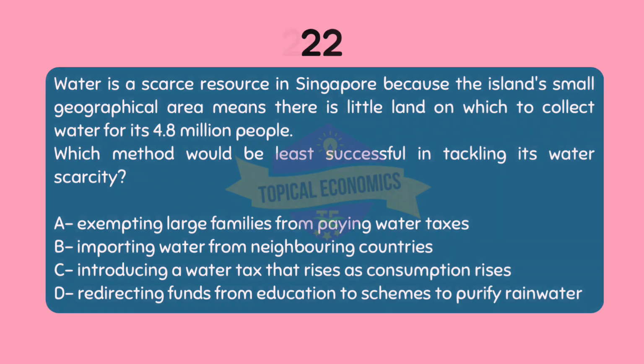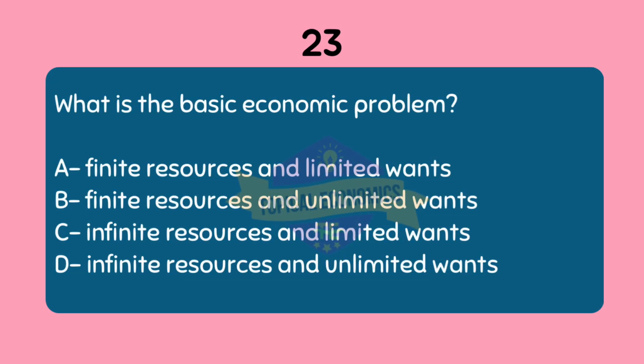Proceeding with question 23. What is the basic economic problem? A. Finite resources and limited wants. B. Finite resources and unlimited wants. C. Infinite resources and limited wants. D. Infinite resources and unlimited wants. This question is from year 2015, May-June version 2. The correct answer for this question is option B, finite resources and unlimited wants.